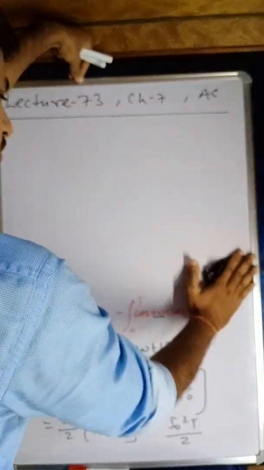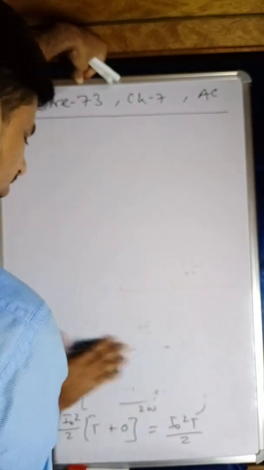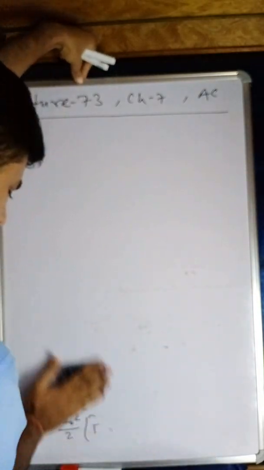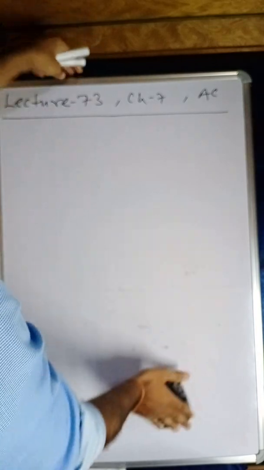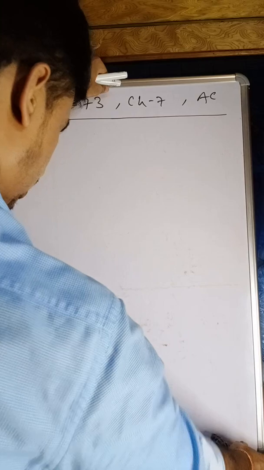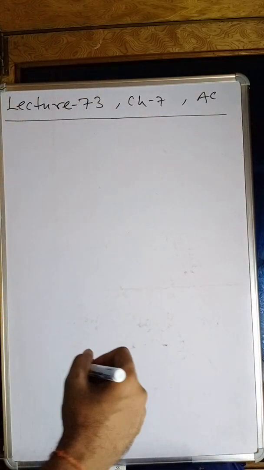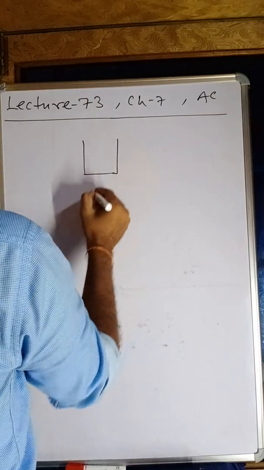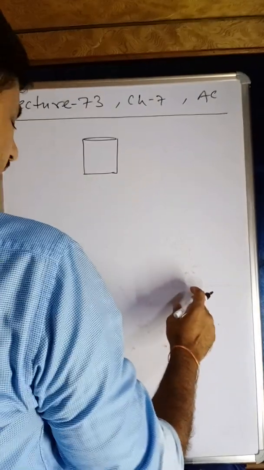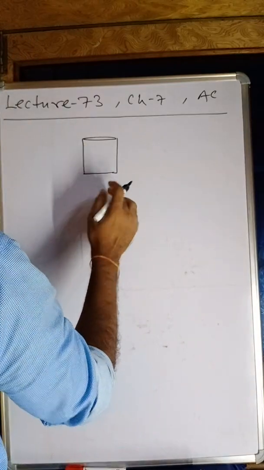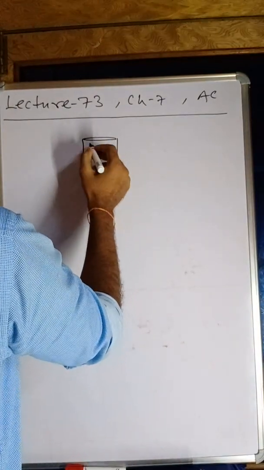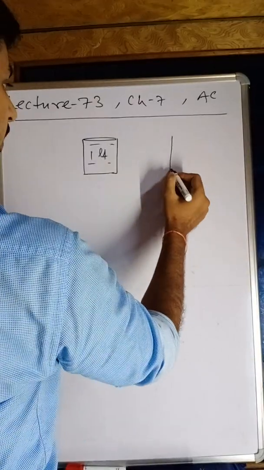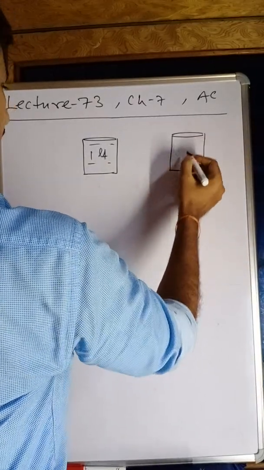My dear students, we have drawn the graph of AC and DC in the last lecture. You must remember, I know that you have remembered that one. Here, my question, my dear students. Suppose I'm having 2 containers. Look carefully. This is container 1 in which water is kept. Suppose 1 liter of water is kept. Another container I'm having in which another 1 liter of water is kept.